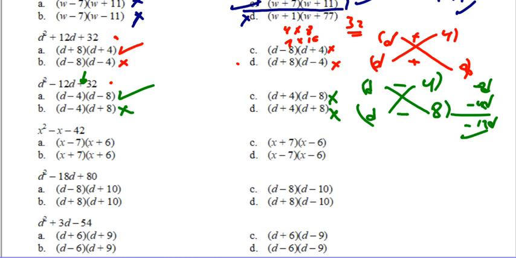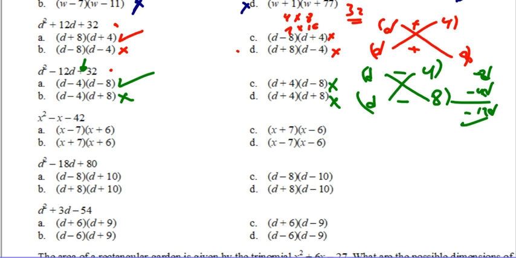X squared negative x minus 42. Now look, this sign is negative, so must be one positive and one negative. Why one positive and one negative? If the last sign is negative, it must be one positive and one negative, because negative multiply positive equal negative. Now try to find two numbers equal 42.